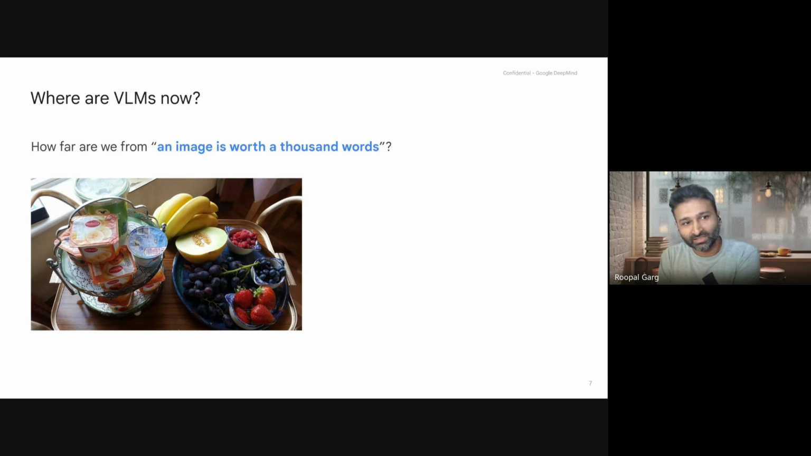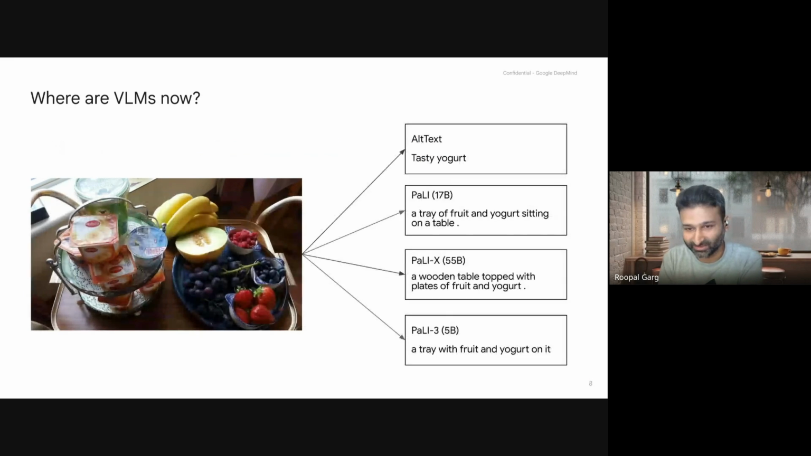So we said, okay, let's take a step back. Let's see where we are. There is this old adage of an image is worth 1,000 words. How do our best models do this? Now, take into account, this was mid last year. Gemini and models like GPT-4V were not readily available. So we were still working with PaLI when we started this.